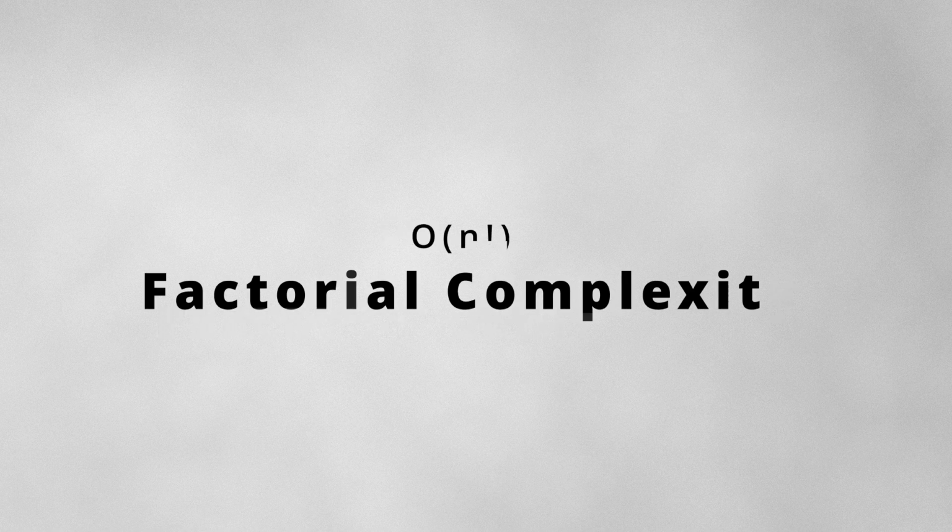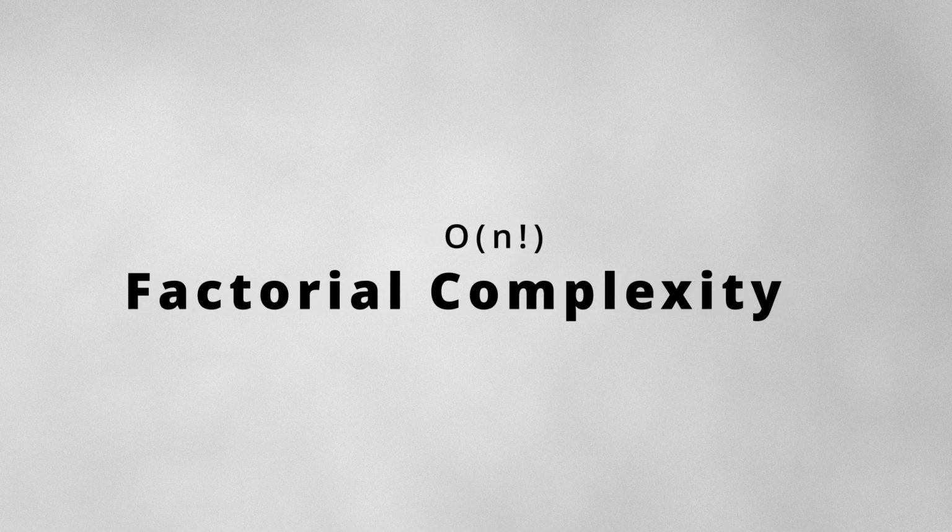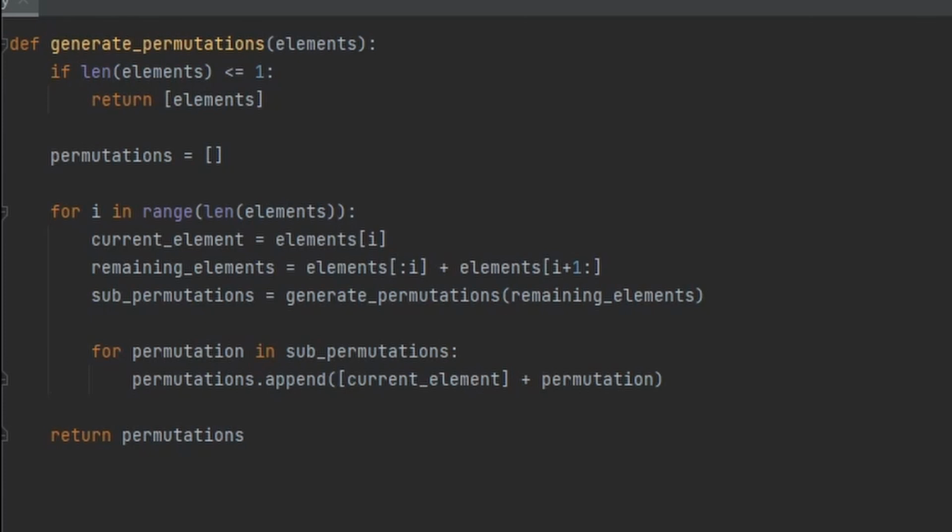Can you believe I nearly forgot about factorial time complexity? Okay, factorial time complexity is an extremely inefficient, exponential growth in both time and space as the input size increases. It arises when an algorithm generates all possible permutations or combinations of a set of elements.